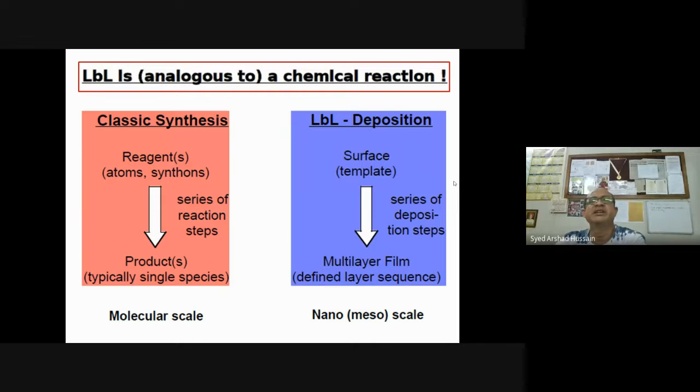So as a whole, this LBL technique is analogous to chemical reactions, where with reagents, atoms, molecules, a series of reaction steps is there, and we reach the final products, typically a single species. In LBL deposition technique, we want a surface with a multilayer film having a defined layer sequence. How? Through a series of deposition steps within different material solutions, of course based on the requirement or desire. So it's analogous to reaction systems, and this is of the order of nano to micro scale.